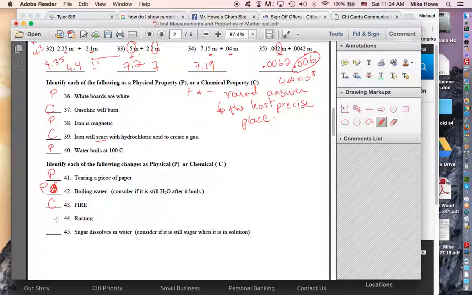And rusting, if you have a rusty car, you know that the metal loses its integrity when it rusts. It just kind of crumbles away, so it turns into something different. So that's a chemical change. Sugar dissolving in water, you know, if you took the water away, you'd still have sugar, wouldn't you? And the water still tastes sweet, so that is only a physical process.